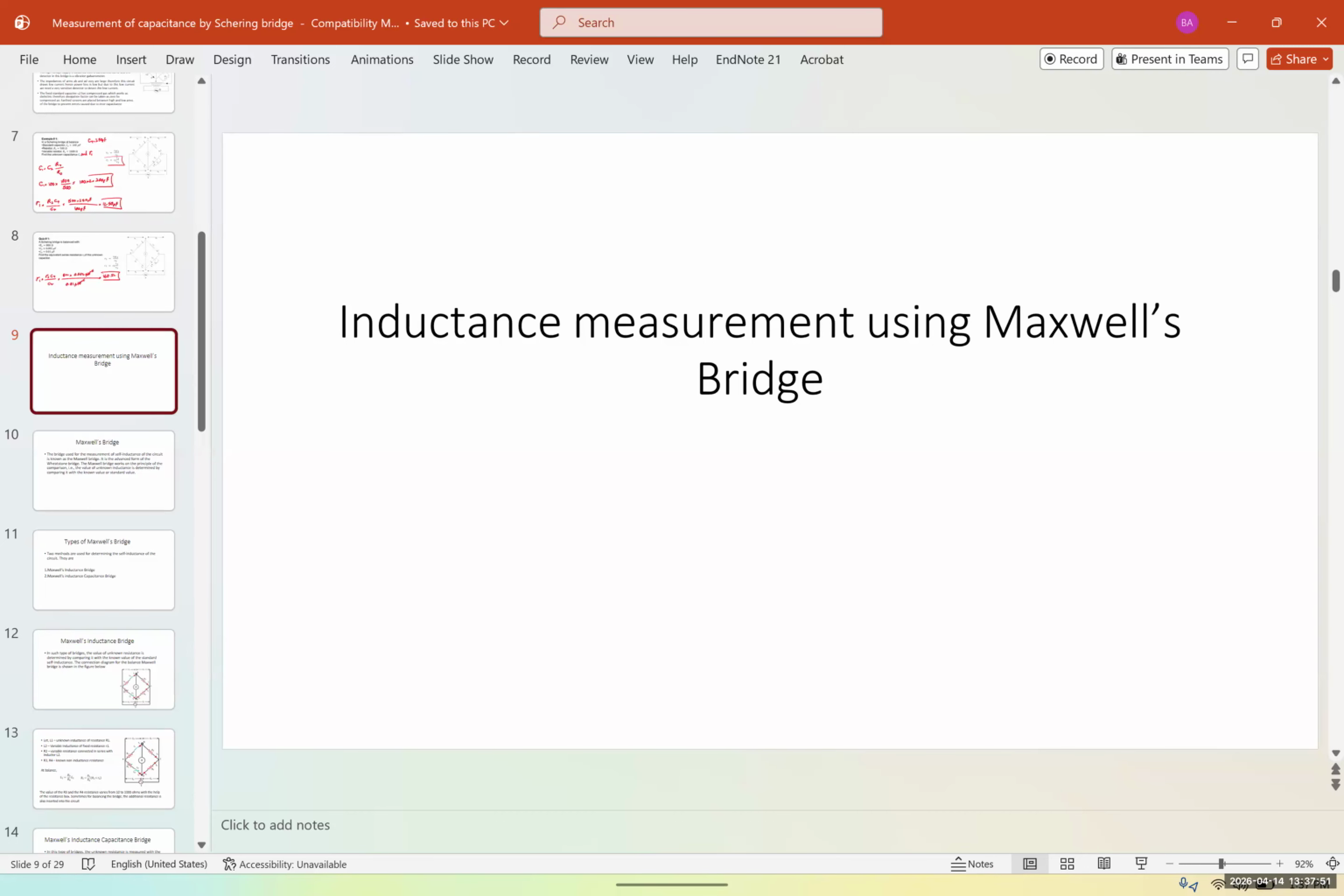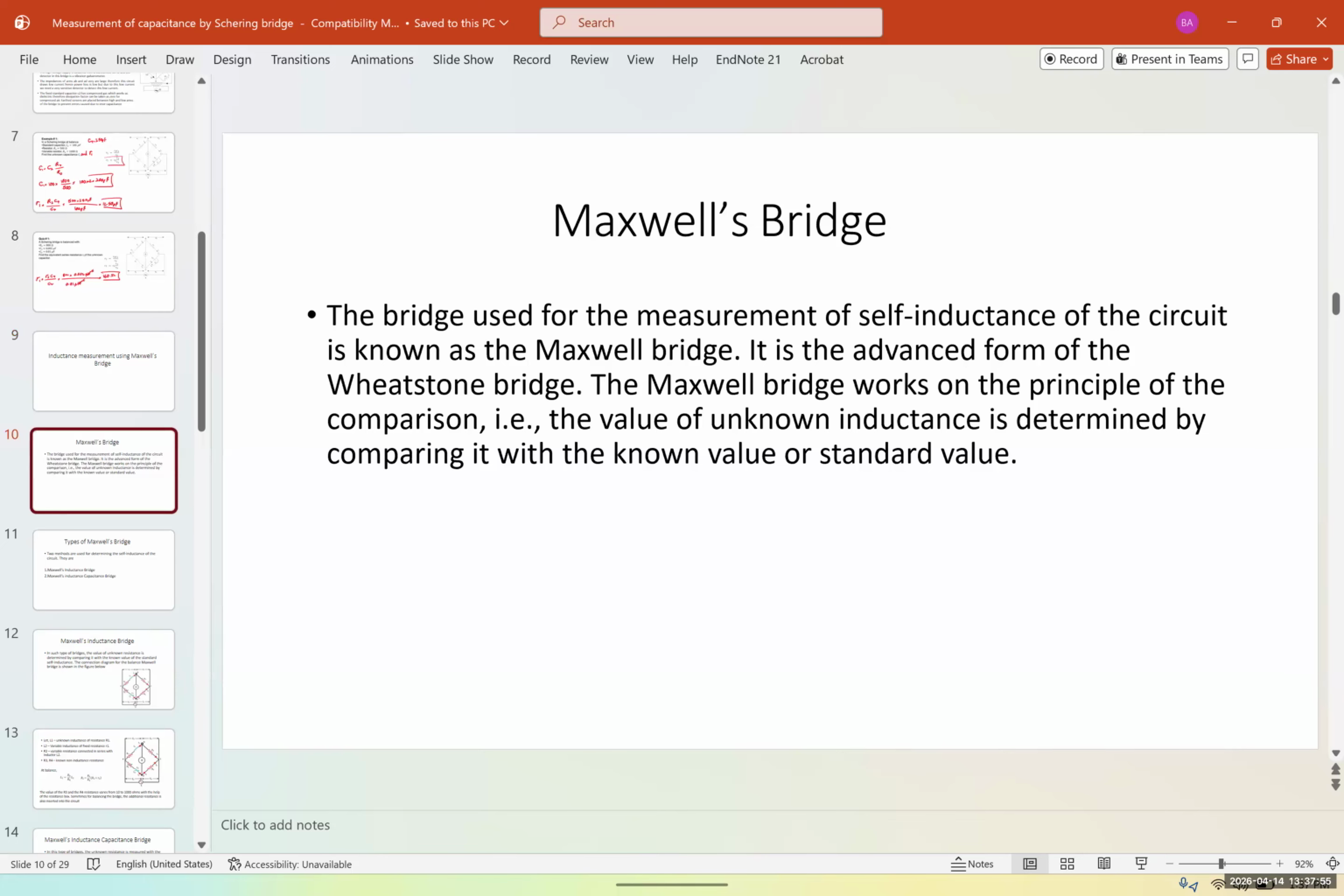Maxwell bridge is used to measure self-inductance. We don't want to measure mutual inductance here, so technically it's for measuring inductance. And again, it's on the principles of the Wheatstone bridge that we had, and we have an unknown inductance, and we determine it by comparing it with a known value or standard value.